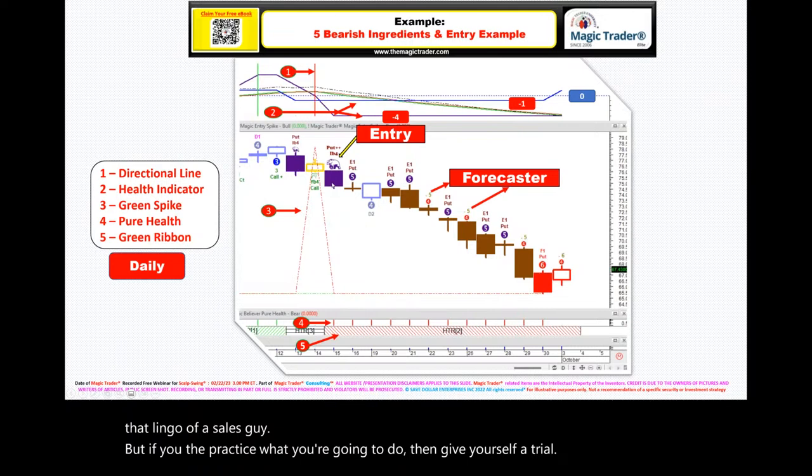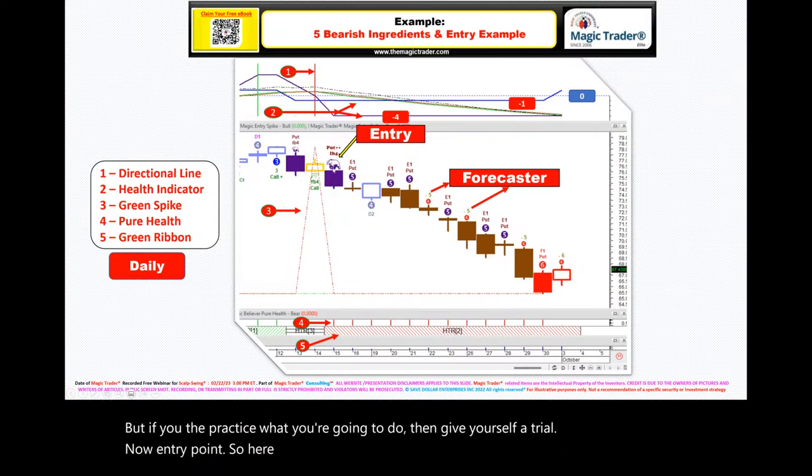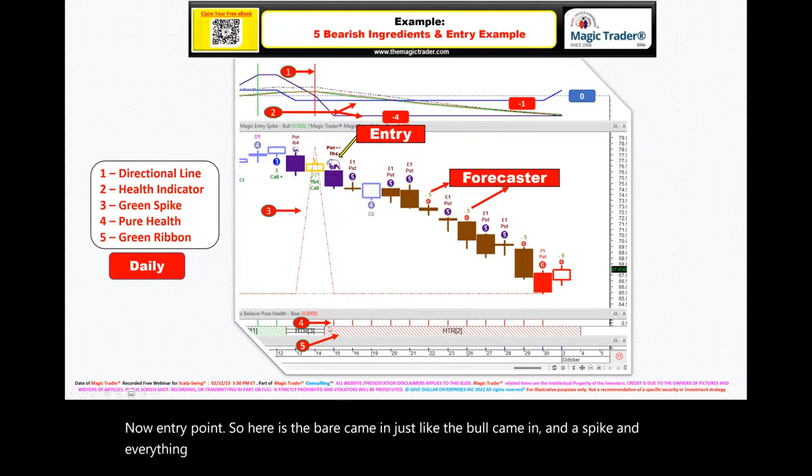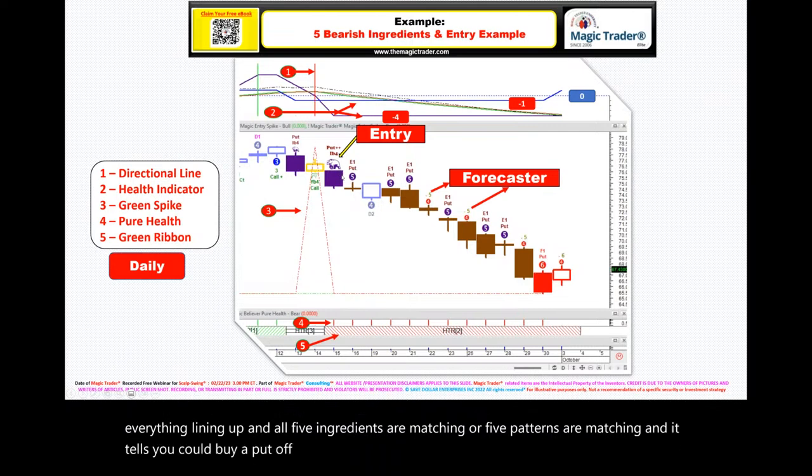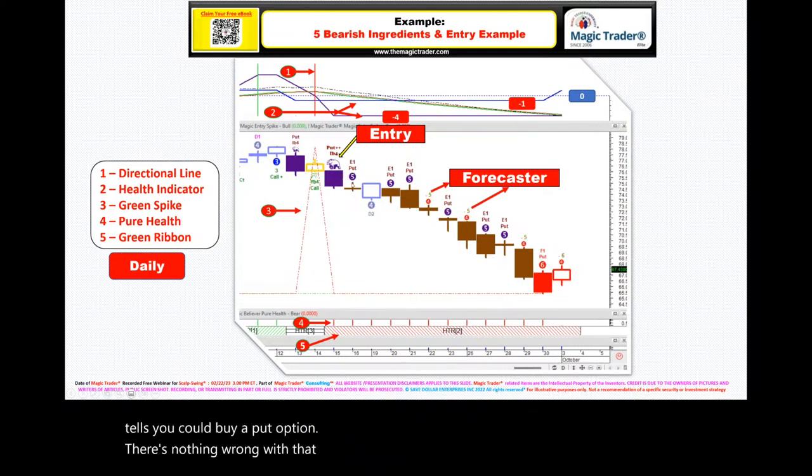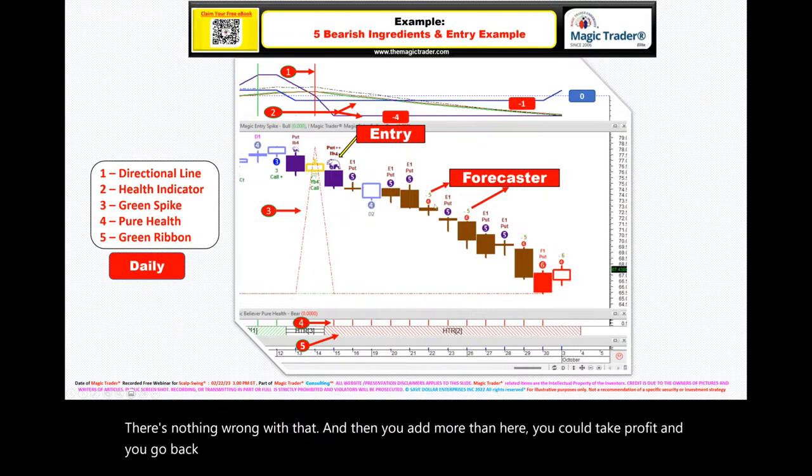Now, entry point. Here the bear came in, just like that bull came in, and a spike, and everything lining up, and all 5 ingredients or 5 patterns are matching. It tells you that you could buy a put option. There is nothing wrong with that. Then you add more, then here you could take profit, and you go back again. And these are the forecasters. They run from minus 1 to minus 6, right?